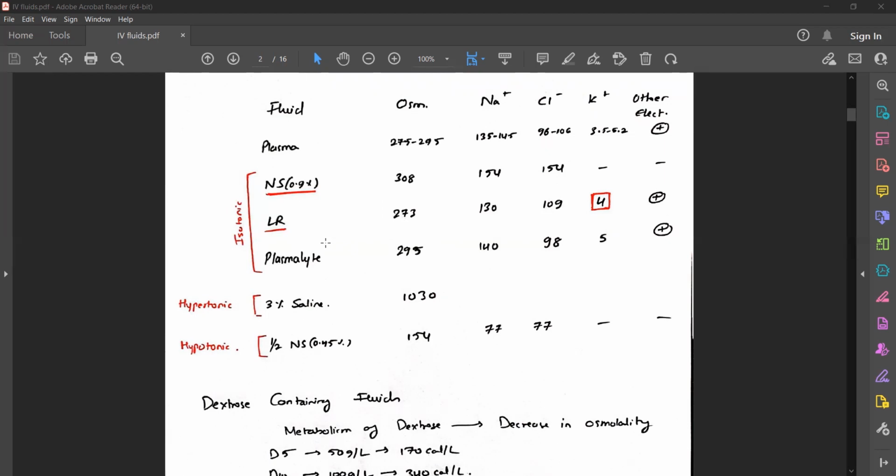So when you use balanced crystalloids, what we'll be mainly talking about is lactated Ringers. The trials which I'll be discussing, some of them have used Plasma-Lyte, some of them have used lactated Ringers, and some of them is a mix of both. So this is the main difference between the two.